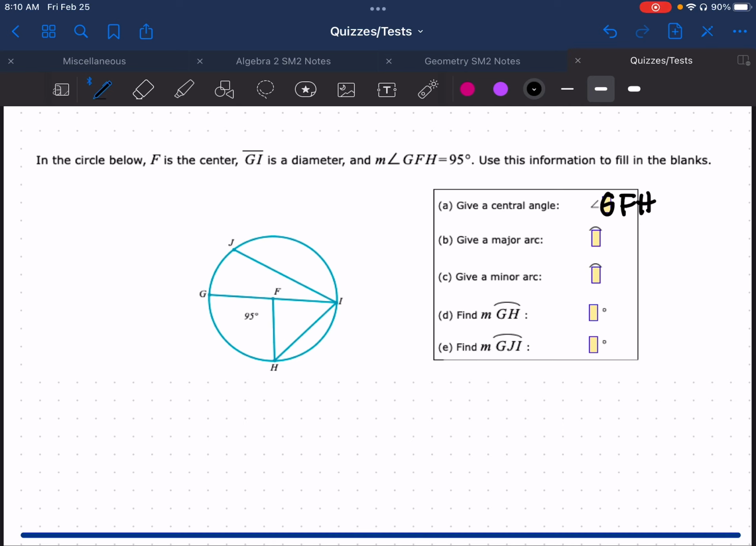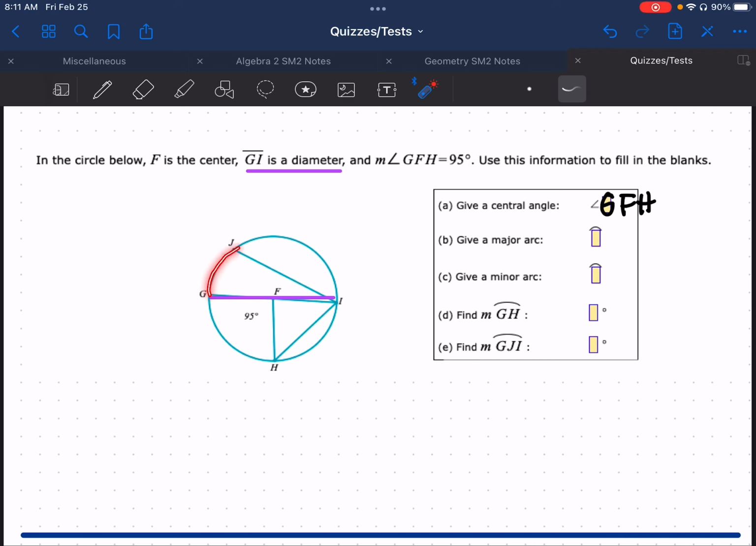All right, give a major arc. A major arc must contain three letters when we name it, and it must be over half of the circle. Now, remember that they did tell you that this is the diameter, so this is going to be my reference point. I can start here at G, but I must go past I to be a major arc because this is half of the circle. Or I could have done this way. This is half of the circle. So it doesn't matter which way I want to go.